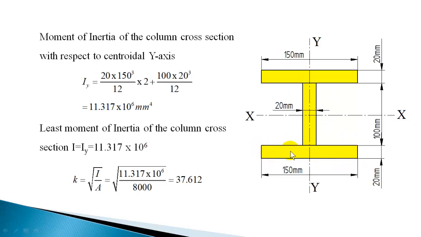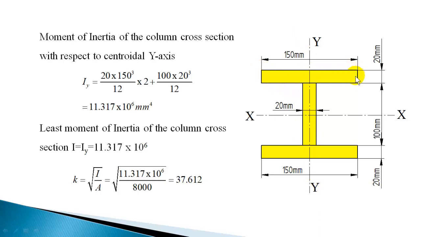So these two have the same moment of inertia with respect to the centroidal y-axis. So you can club that and multiply by 2. So 20 into 150 cube by 12 into 2, plus for this rectangle, height is 100, base is 20. So 100 into 20 cube by 12, which will give the moment of inertia of this I section with respect to the y-axis.